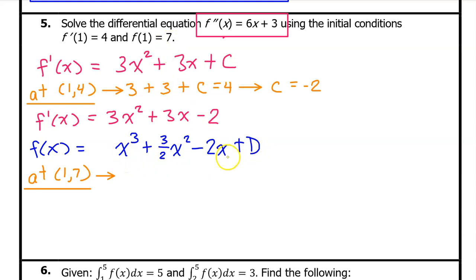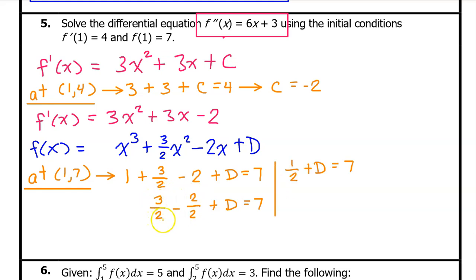At an input value of 1, f should equal 7. At an input value of 1, the left side of the equation becomes this. So we have this is equal to 7. 1 and negative 2 combine to make negative 1. I would like to have like denominators here, so I'm going to write this 1 as 2 over 2. 3 over 2 minus 2 over 2 is 1 over 2. On the next step, I'm going to need like denominators. So let's write 7 as 14 over 2. Subtracting 1/2 from both sides, 14 over 2 minus 1 over 2 is 13 over 2.